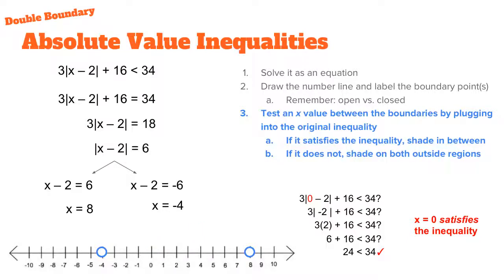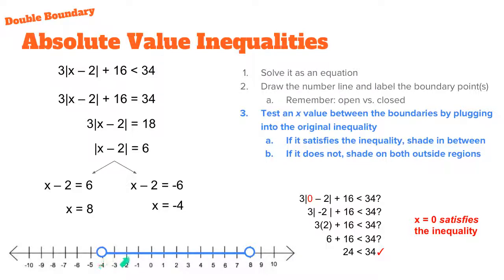And what that means is that all of these x values between negative 4 and 8 satisfy that inequality. 0 we just chose because 0 is an easy number to plug in. You could have chosen negative 3 or 4 or any of these x values, but 0 is the easiest to plug in, and it did satisfy the inequality in this example, which means all of these x values do. And so that's why if the test point satisfies the inequality, then you shade in between those boundary points. If it happened to not, then you would shade on both outside sides of the boundary points.